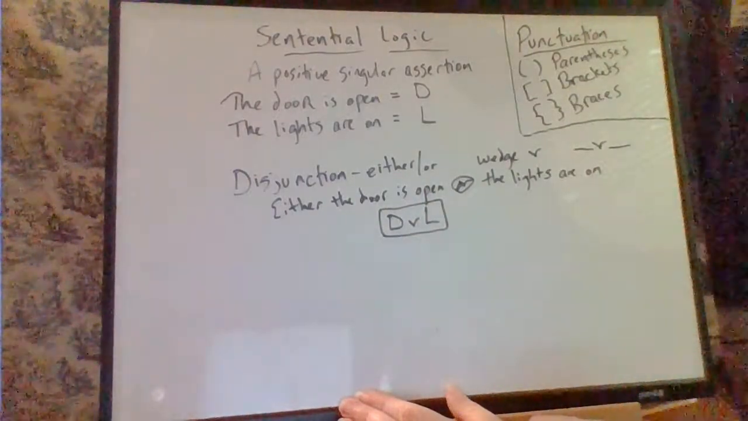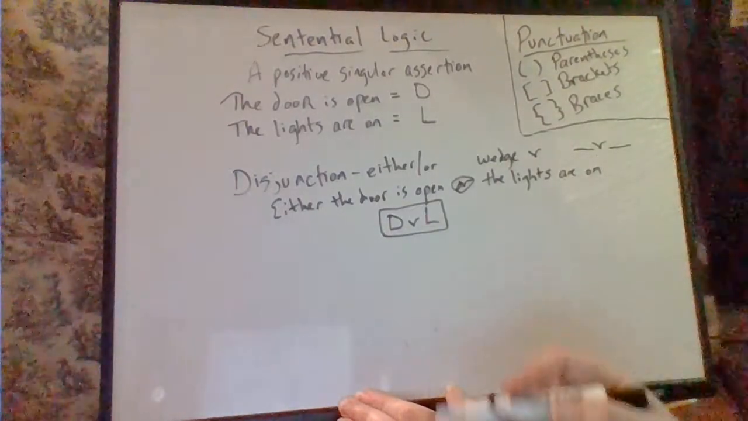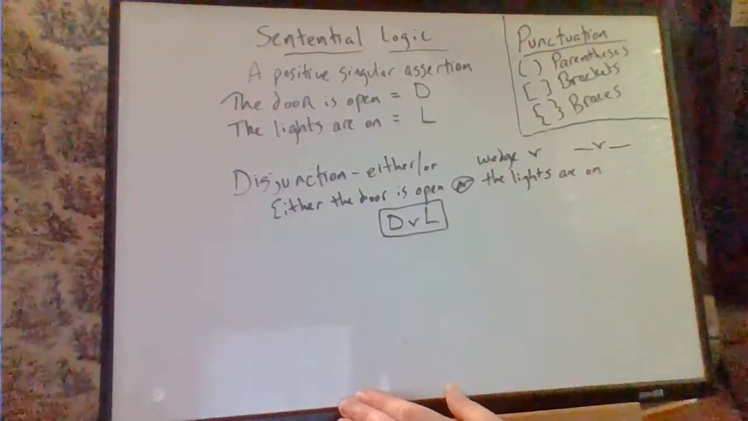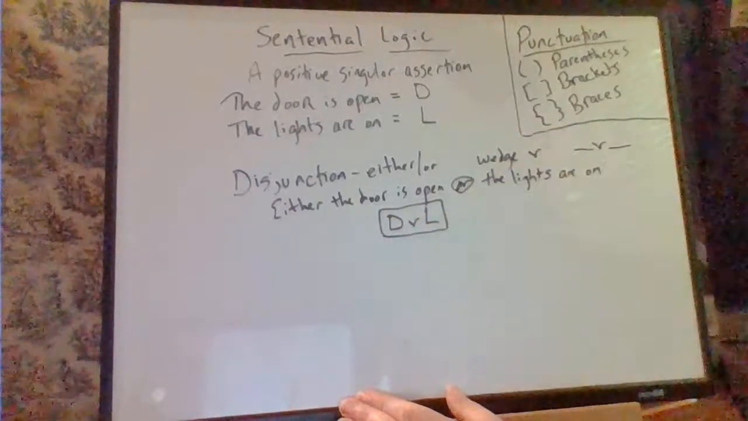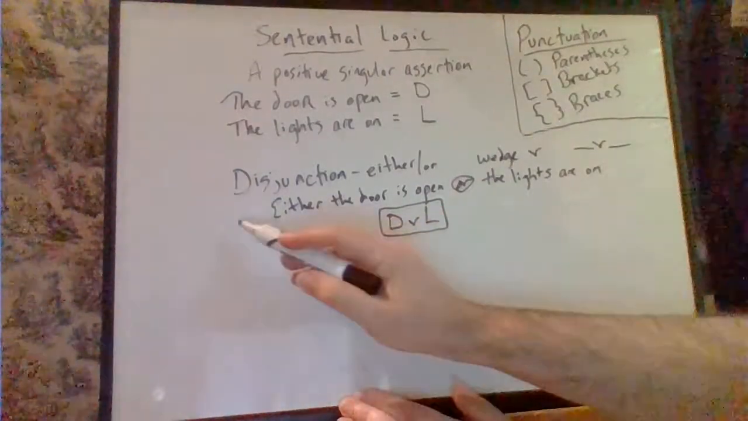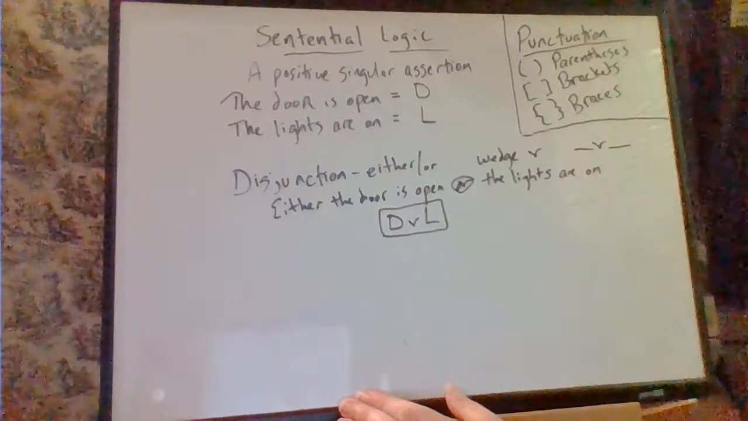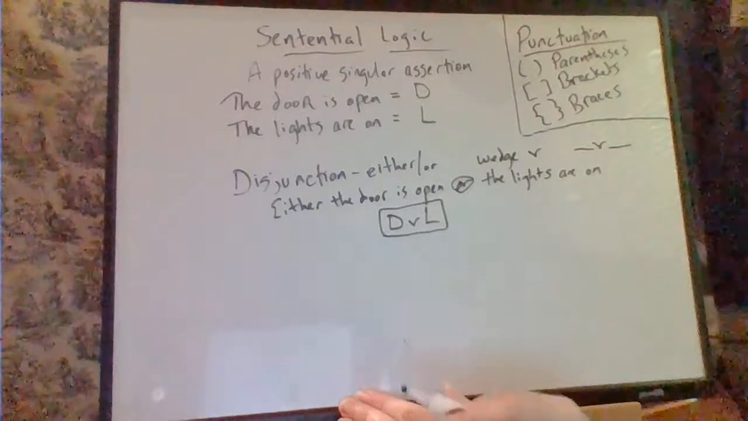Again, what I said about the negation for the conjunction applies also for disjunction and for everything else. You could say either the door is not open or the lights are on, in which case you'd put a tilde in front of the D. If you denied the whole thing, you'd have it in parentheses with a tilde on the outside, and so on. So that's disjunction. It's either or, one or the other.